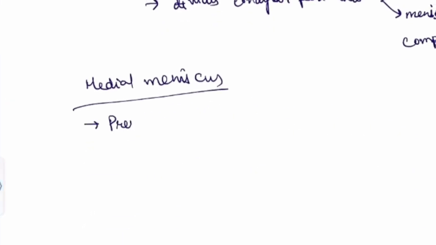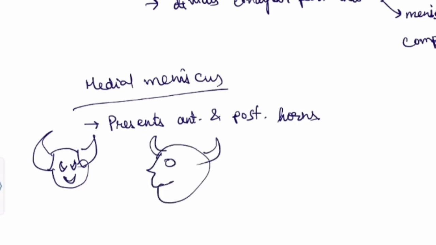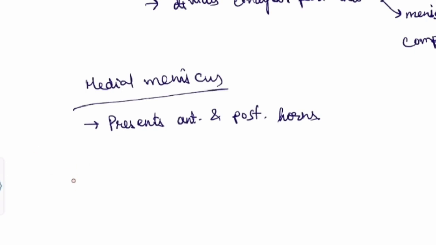As usual, it presents anterior and posterior horns. Have you seen any creature with anterior and posterior horns? I've seen all the Rakshas and demons with two horns. My God. And this is the anterior and posterior horn. So like this anterior horn, posterior horn. Very funny depiction. Anyways. So it presents anterior and posterior horns.